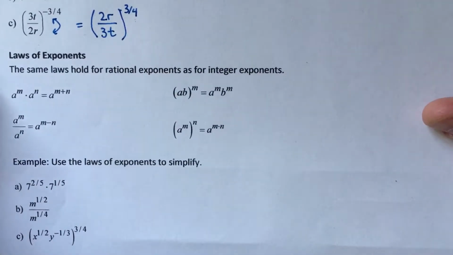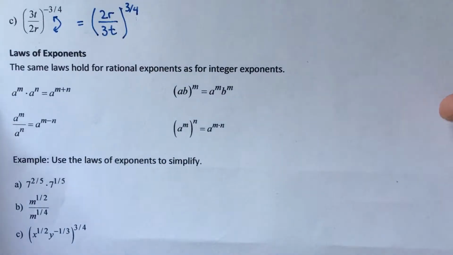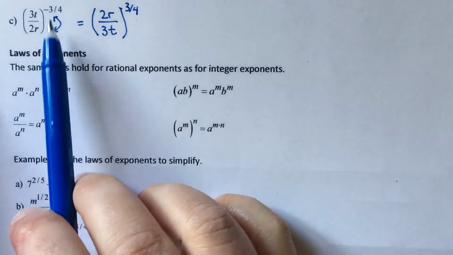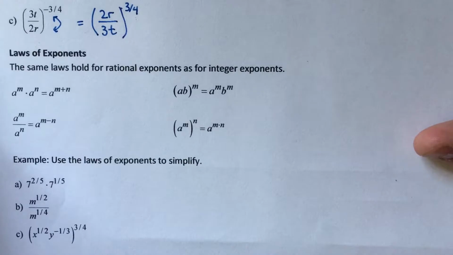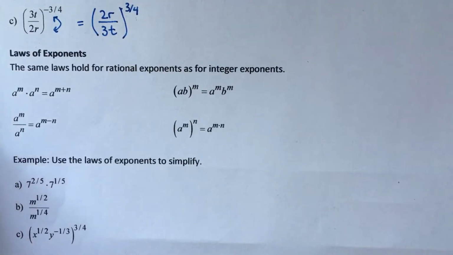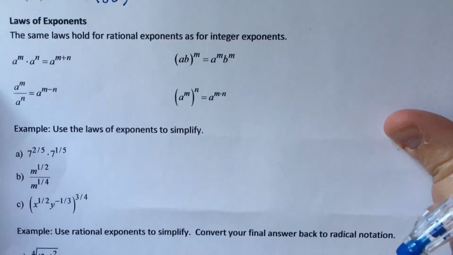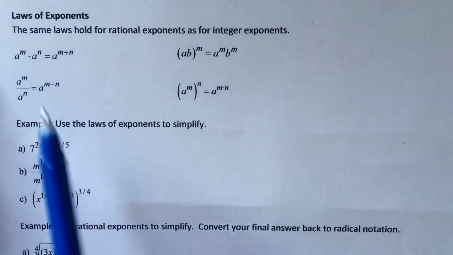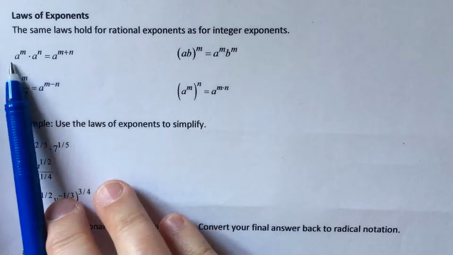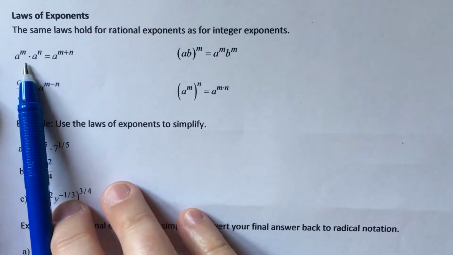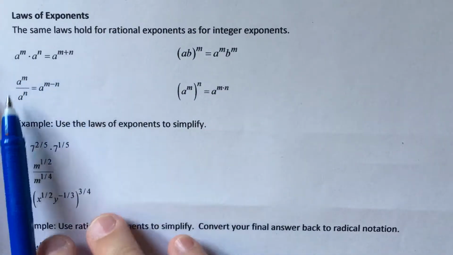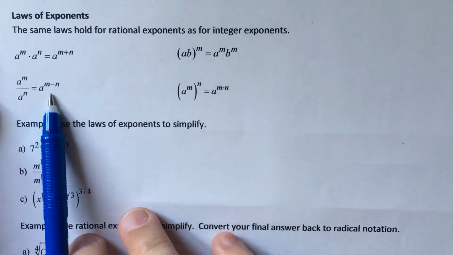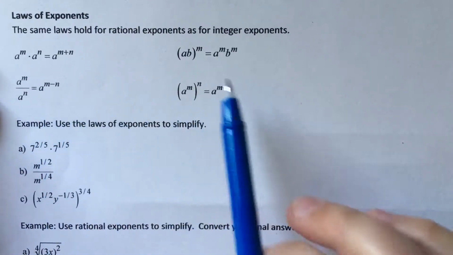So let's combine all these things. So now that we have negatives in exponents and fractions in exponents, we can combine all these with the laws of exponents that we've already learned. So here's the laws of exponents, just to recap. We have 4 of them. So if the bases match and we're multiplying, we add the exponents. If the bases match and we're dividing, we subtract the exponents.